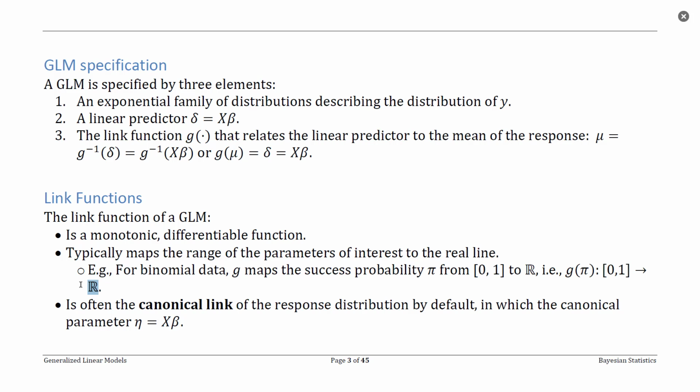And this is true of a lot of the link functions that we're going to use for the various data distributions. Oftentimes, we use the canonical link of our response distribution, in which case our canonical parameter eta, which I also called the natural parameter previously, we're going to set equal to x beta. So when they say canonical link, they're actually just talking about the specific canonical form of the exponential distribution, not necessarily the general English usage of the word canonical.